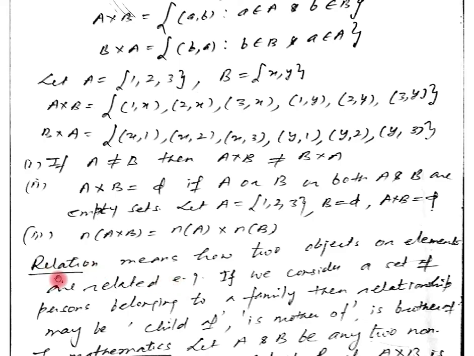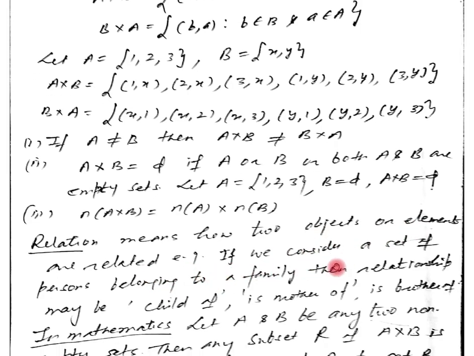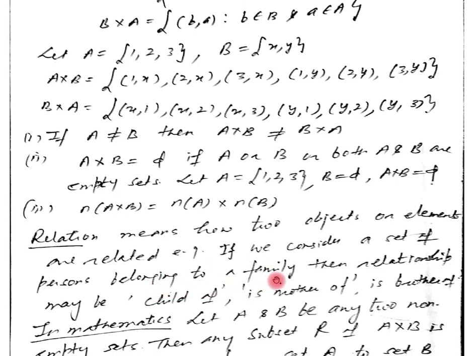So what does relation mean? Relation means how two objects or elements are related to each other. If we consider a set of persons belonging to a family, then the relationship may be child of, mother of, brother of, father of, or sister of. This type of relation is there in one family, or the relation between the members of two families also.